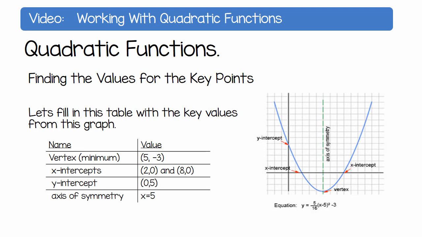There are 2 x-intercepts, one found at (2, 0), the second found at (8, 0). The y-intercept is at (0, 5). The axis of symmetry cutting through the vertex has a value of x = 5.